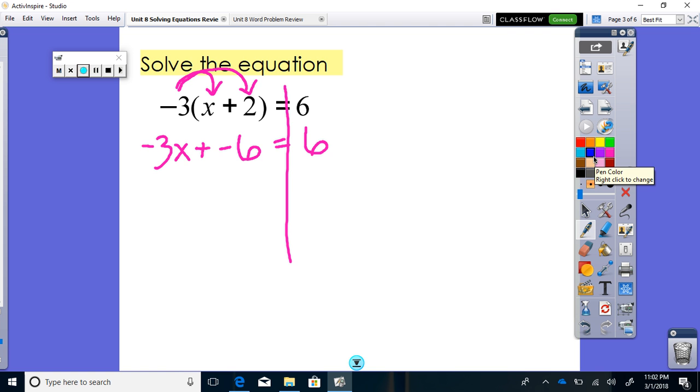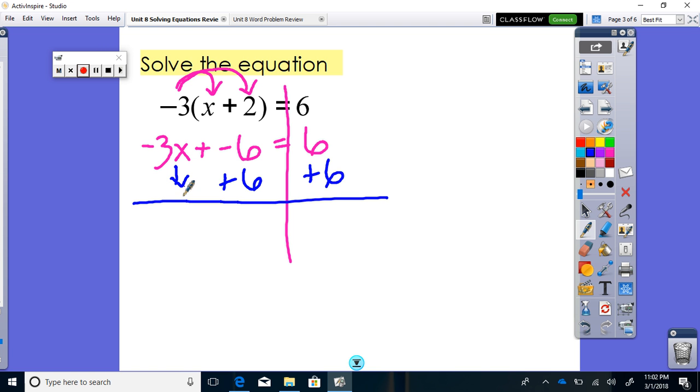Now I can solve from there. I want to isolate the x variable, so first I'm going to take care of this -6. The opposite of -6 is adding 6, or the inverse. So I'll add 6 to both sides. I'll bring down the -3x. -6 plus 6 is 0, so that's gone, and 6 plus 6 on this side is 12. Then you have -3 times x. We're going to divide, and we have to divide by -3. And you'll have to do that on both sides. -3 divided by -3 is just that 1x, and 12 divided by -3 is -4.